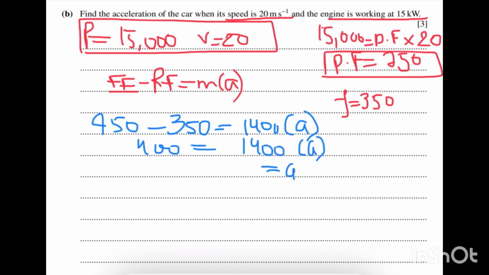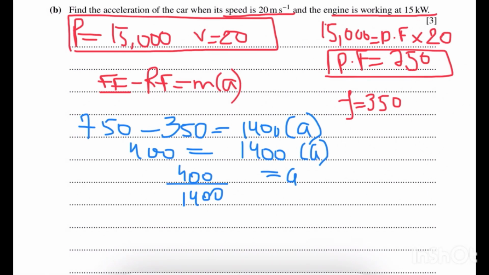Simplify this, acceleration is equal to 400 divided by 1400. So this is 400 over 1400. Simplifying this, 2 zeros cancel out, leaving 4 over 14. Simplifying it further, we get 2 over 7.